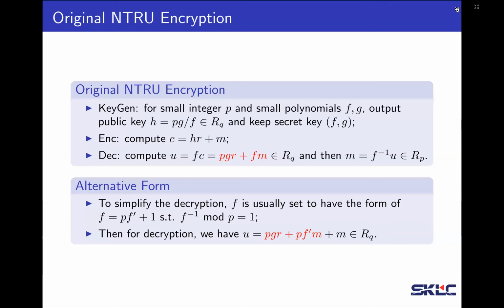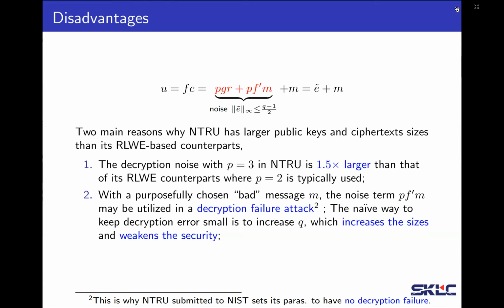So there are two main reasons why NTRU encryption has larger public key and ciphertext sizes than its LWE-based counterpart. Firstly, the decryption noise with p equals 3 in NTRU is 1.5 times larger than that of its LWE-based counterpart, where p equals 2 is typically used. Secondly, with a purposefully chosen binomial message, the noise from f prime and m may be utilized in a decryption failure attack, because the noise from f prime and from m is actually of the same magnitude as r, g and e. So the only way to keep the noise narrow and small is to increase q, which will increase the size of public keys and ciphertexts, while weakening the security of the scheme.